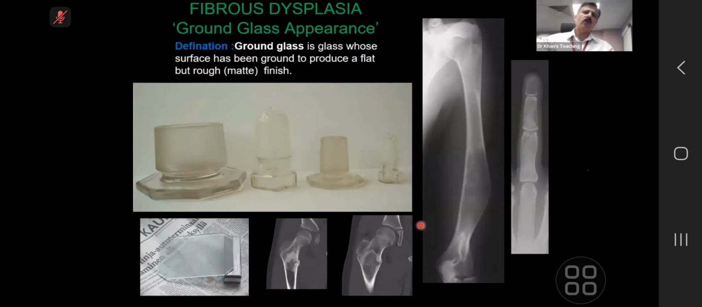First of all, look at the word ground glass. And this is from Wikipedia. Ground glass is a glass whose surface has been ground to produce a flat but rough matte finish. So this is the appearance. It is a sort of an opaque type of glass. This is known as ground glass appearance, classically seen here. But let's go back to the pathology.